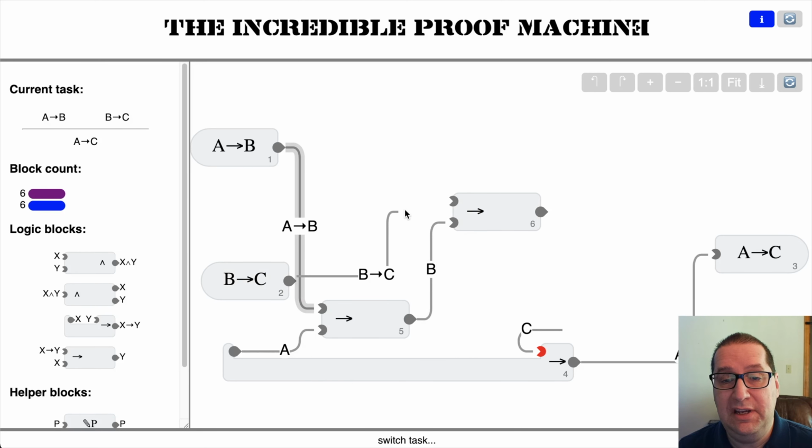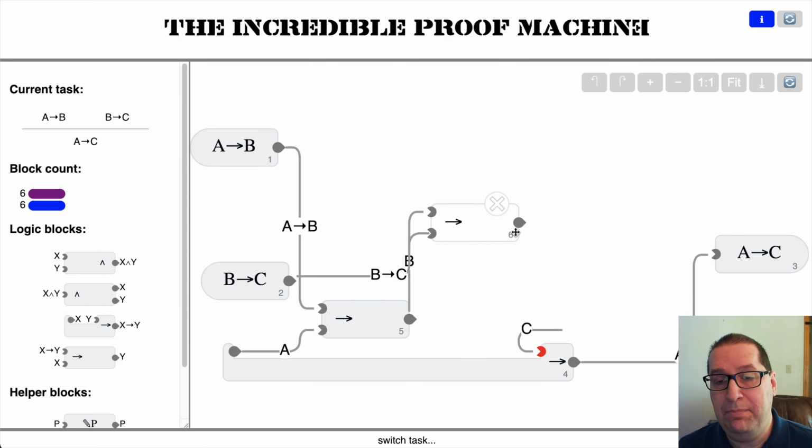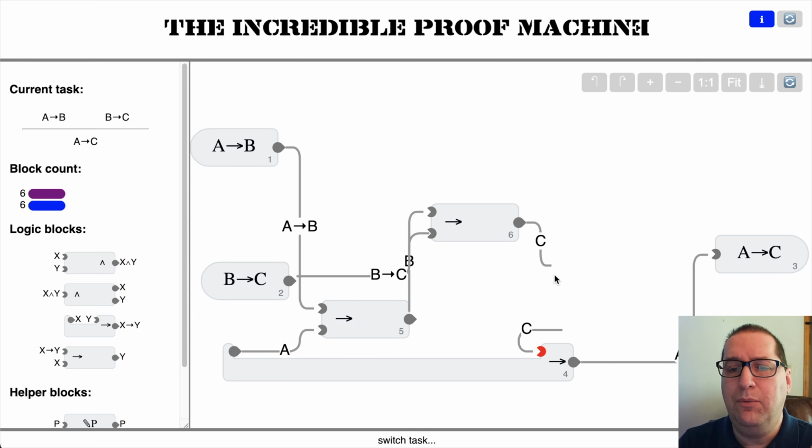That gives us C. Now, when I plug this C in down here, we're going to solve the level. But before I do that, there's a mechanical thing here where the only way we can use this C is within the scope of this implication introduction rule, unless it comes out of the end of it.